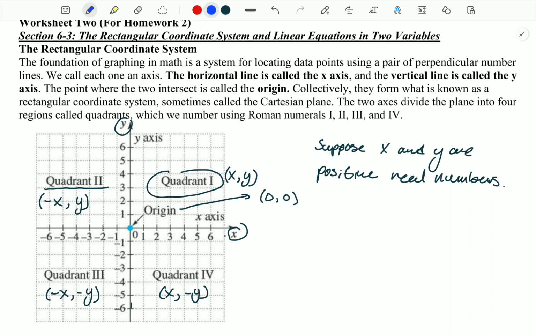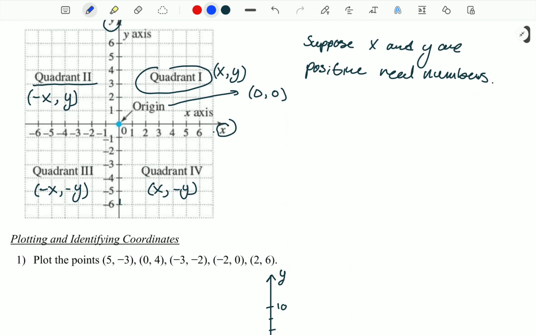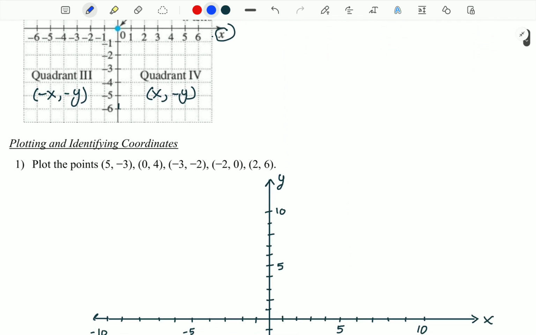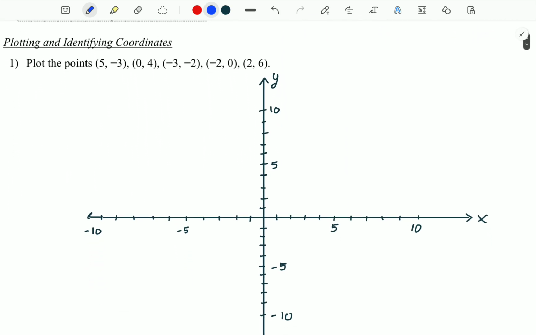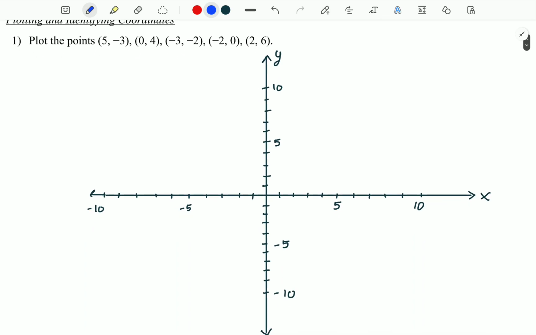So what we're going to do is we're going to get comfortable with plotting points on our graph, on our coordinate plane. Number 1 says plotting and identifying coordinates. You want to plot the following points, and then we're going to make an analysis about some of those points. The first one says 5, -3. X is positive, Y is negative.